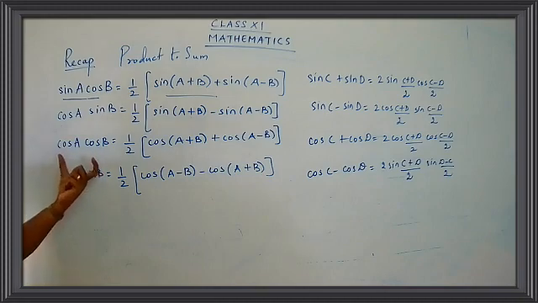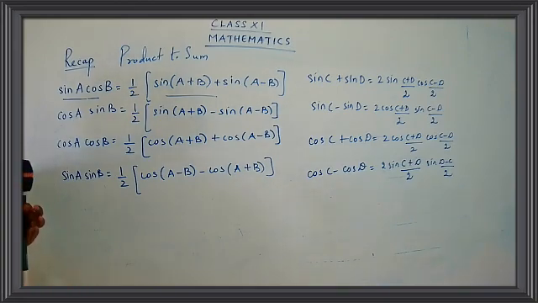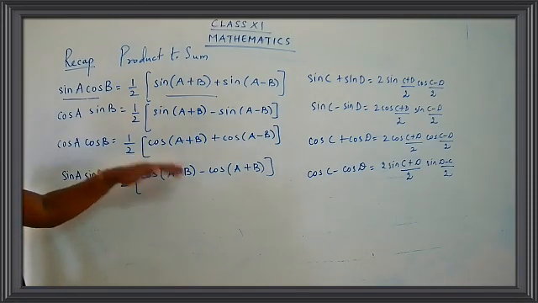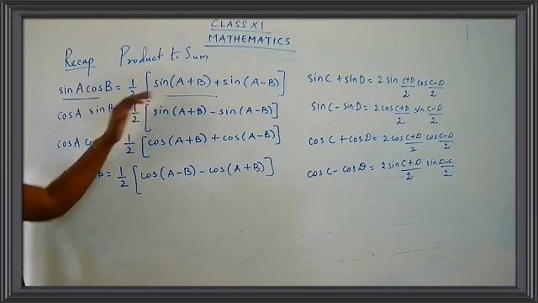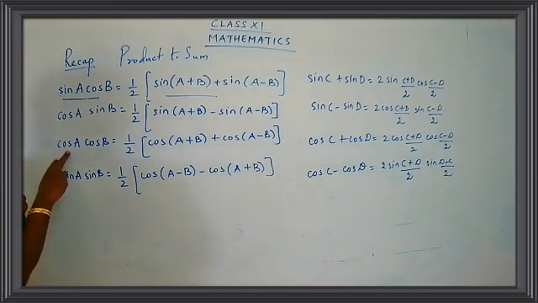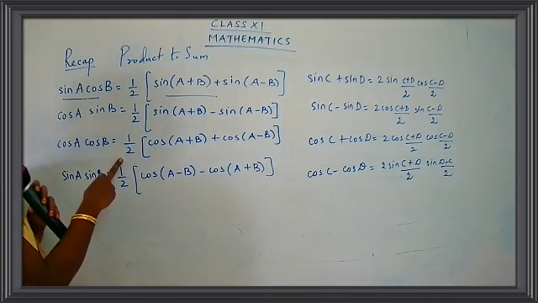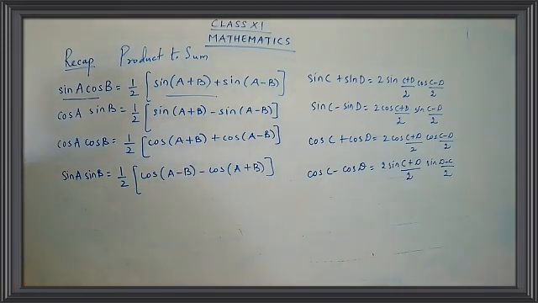Okay, coming to the cos part, here we have cos together, we have sin together. So when you have the same functions, you're going to take the answer as cos. Yes, children, when you had two different functions, the answer was in terms of sin. And when you have the same function, you have the answer in terms of cos. So what is the value for cos A cos B? This is equal to half of cos of A plus B plus cos of A minus B.